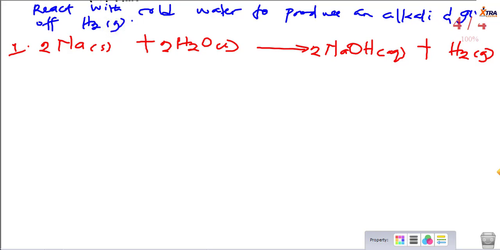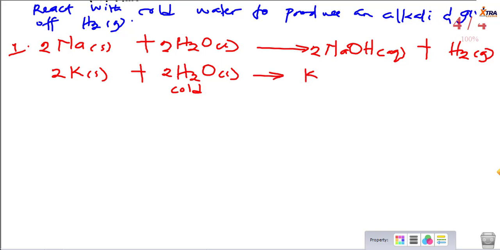Let's take another example. Which other member of group 1? Let's use potassium. So we have potassium also reacting with very cold water. You can signify that it's cold, to give us potassium hydroxide in its aqueous form and liberate hydrogen gas. This reaction is very important because care has to be taken so that you do not mess things up in your laboratory, because group 1 elements are highly reactive.